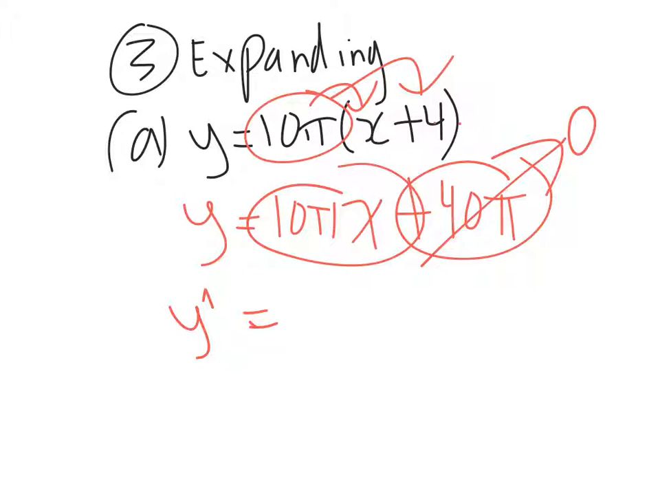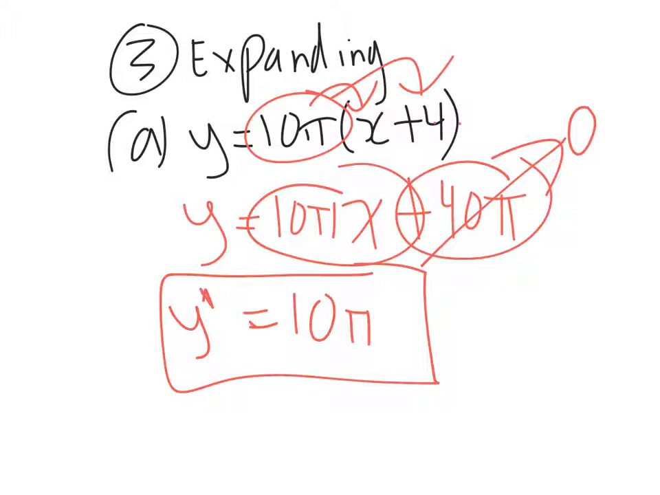And then I need to get the derivative of 10 times pi times x. Well, what's the slope of 10 pi x? It's just 10 pi. Okay, so y prime is 10 pi. But again, I had to expand through the brackets first, then apply the power rule.